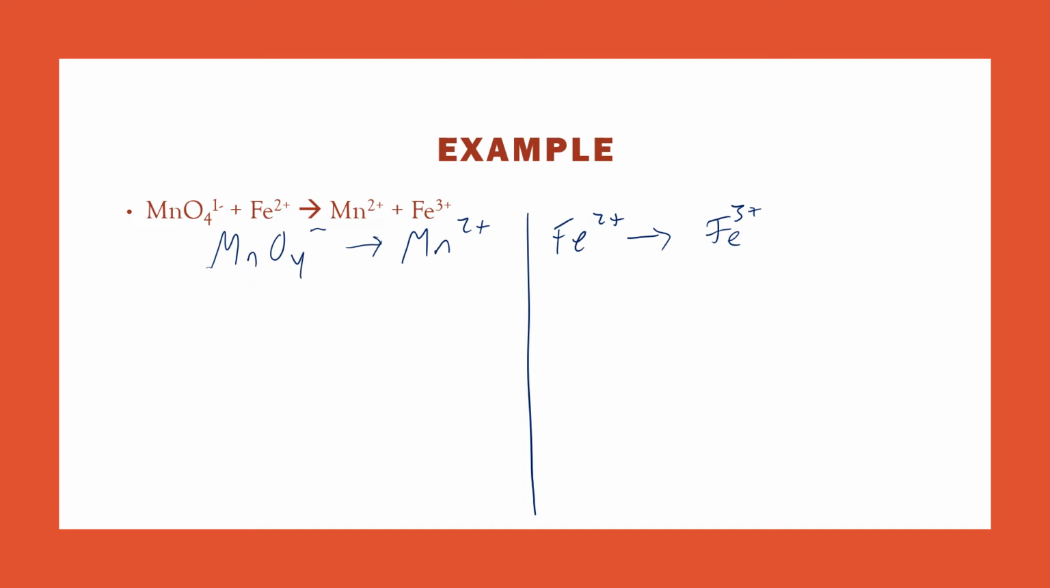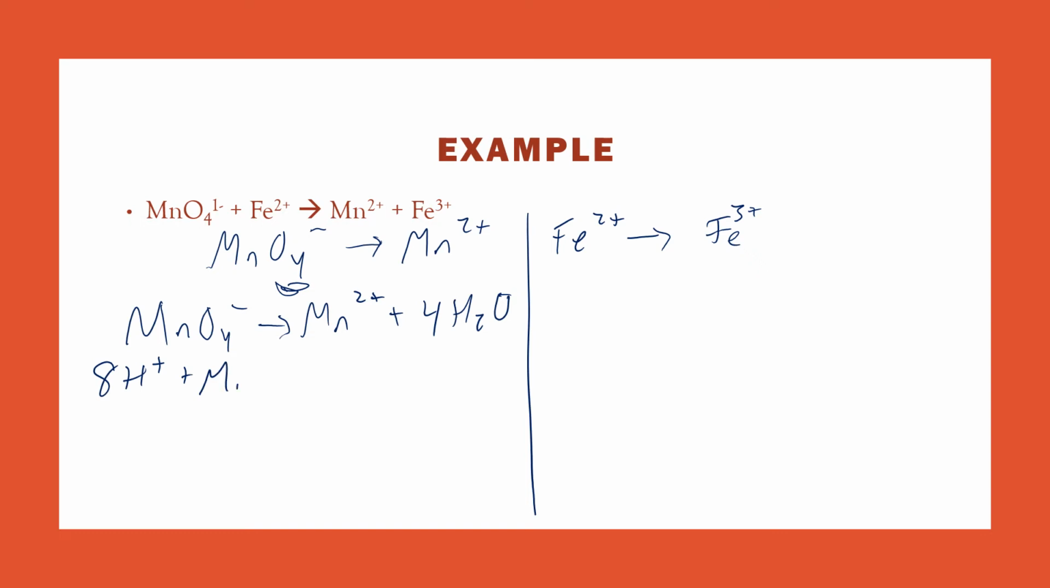The next thing I'm going to do is balance oxygen atoms by adding water. So I have 4 oxygen atoms here. I need to add water molecules to the other side of the reaction, and I need to add 4 of them to get 4 oxygen atoms on both sides. And on my other half reaction, I don't have any oxygens, so I don't need to add water. On the left side, next step is to add hydrogen ions to balance the hydrogen atoms. So I have 8 hydrogen atoms on this side, so I need to add 8 hydrogen ions on the reactant side.